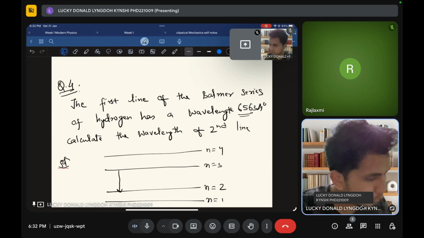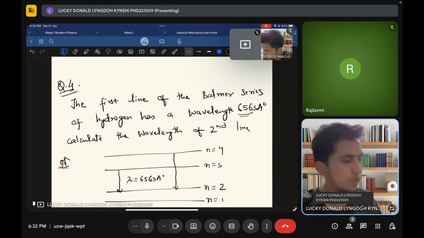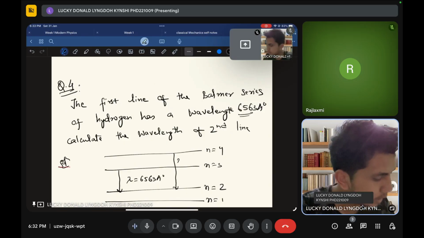This transition gives a wavelength of lambda is equal to 6563 Armstrong. So what you need to find is the transition from n equal to 4 to n equal to 2. So this is your second line. That is your question.